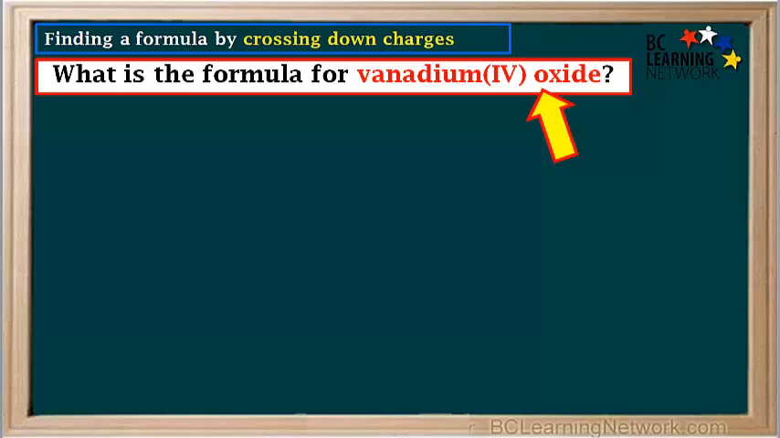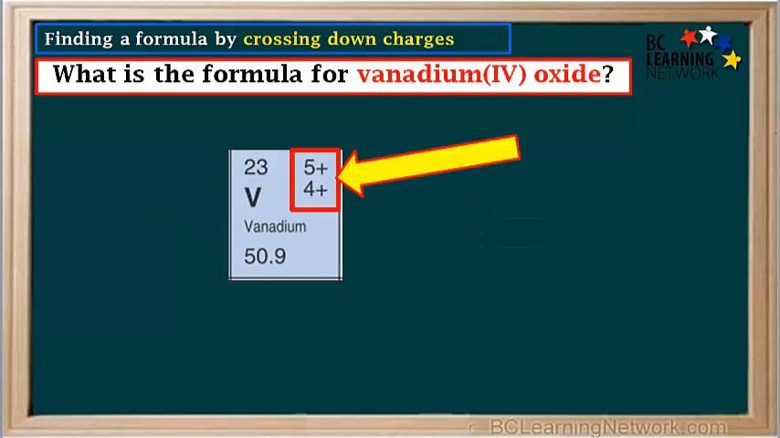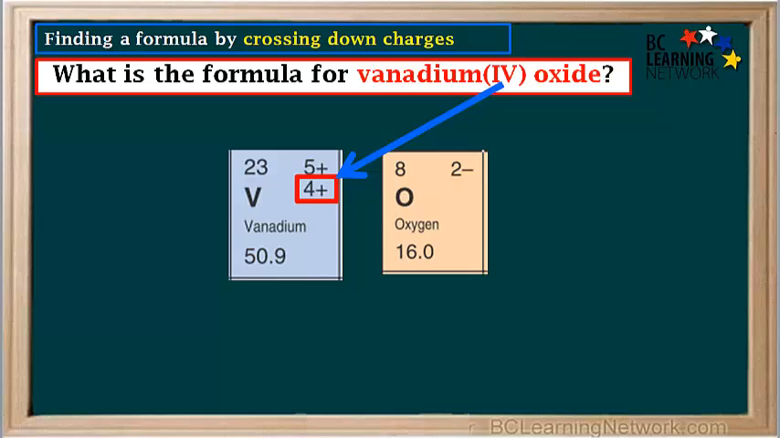Let's do another example. We're asked to come up with the formula for vanadium(IV) oxide. So we find vanadium and oxygen on the periodic table. More than one possible charge is shown for vanadium. Metals with more than one possible charge are called multivalent metals. When the name of a metal is followed by a Roman numeral, the Roman numeral tells us the charge on the ion we need to use. So because the Roman numeral is 4, the ion we use is V4+.